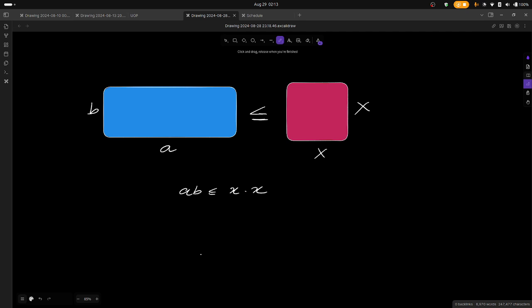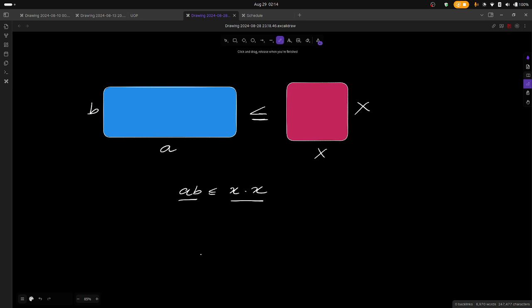So we have a red rectangle and a blue square, and the dimension of the blue square is x, and the length and width of the red rectangle are a and b. We want the area of the square to be greater than or equal to the area of the rectangle. So we want AB to be less than or equal to x times x.